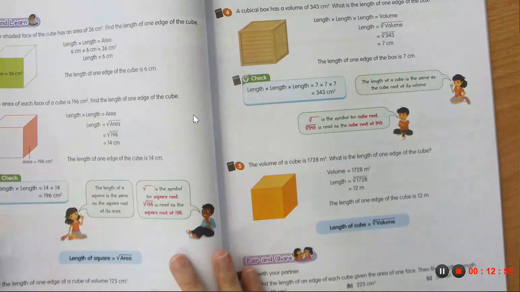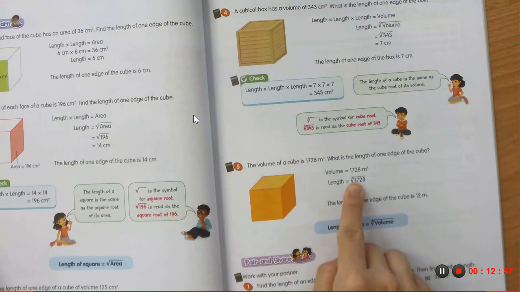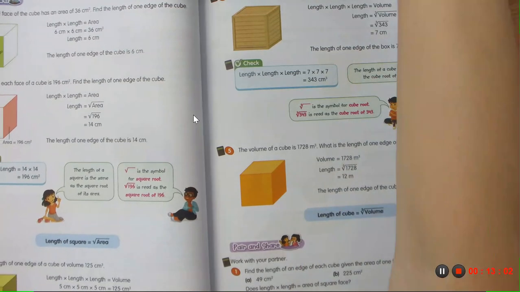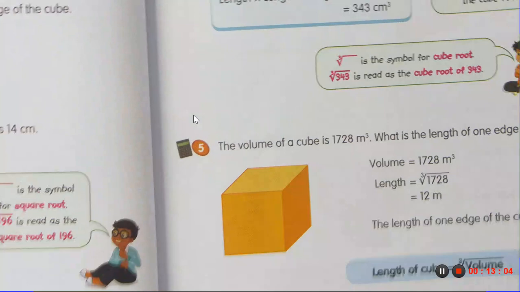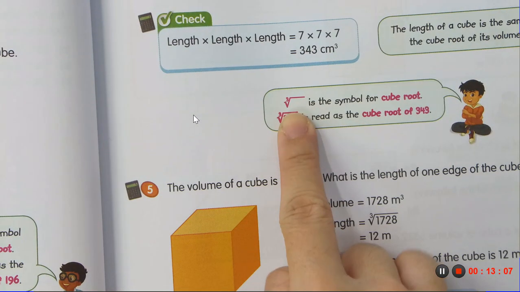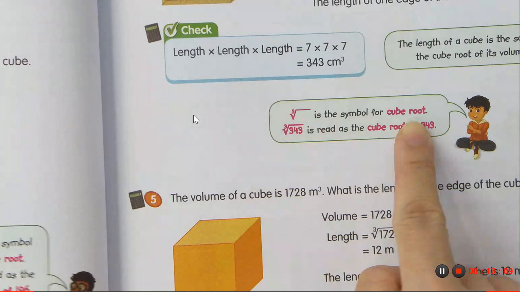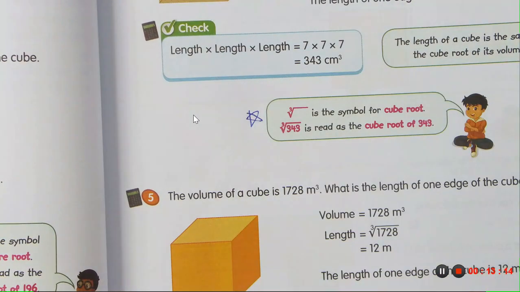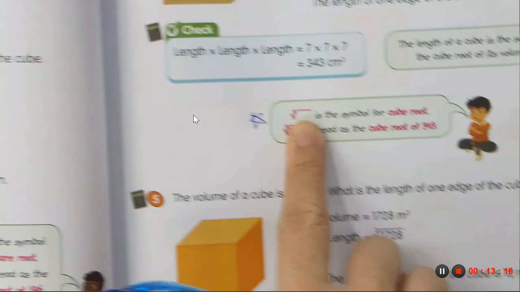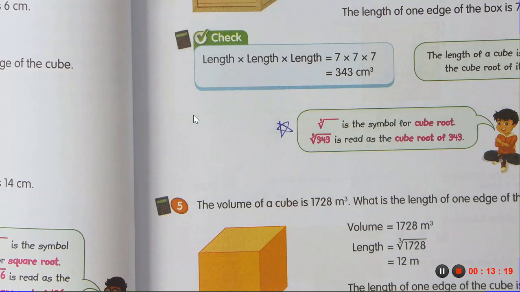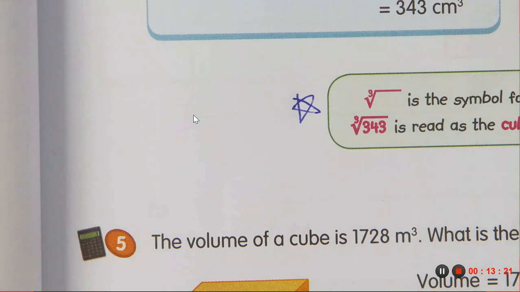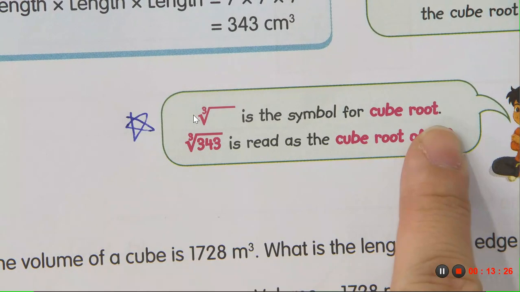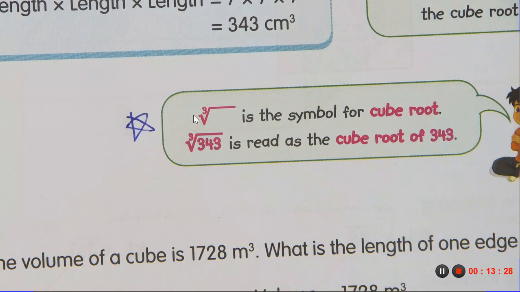Wait. Before we move on, can you see this special symbol? We are going to try this special symbol very soon. It's called cube root. This is very important. Look carefully. Angel said a very important term. On page 37, there is this introduction of a term called cube root.